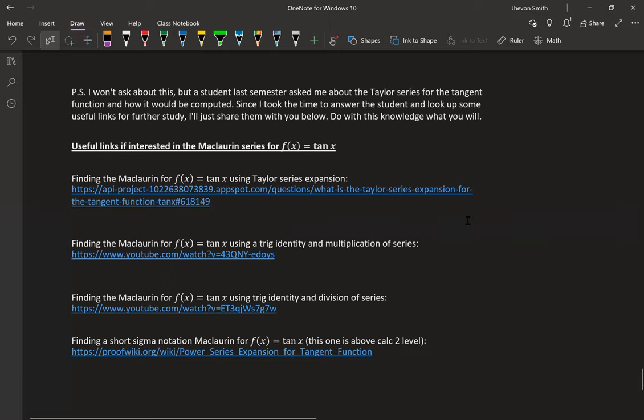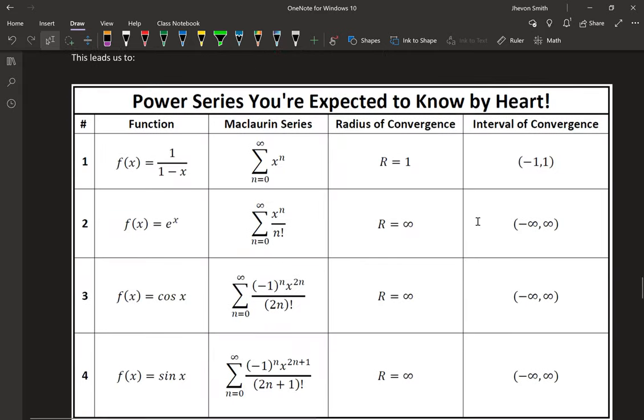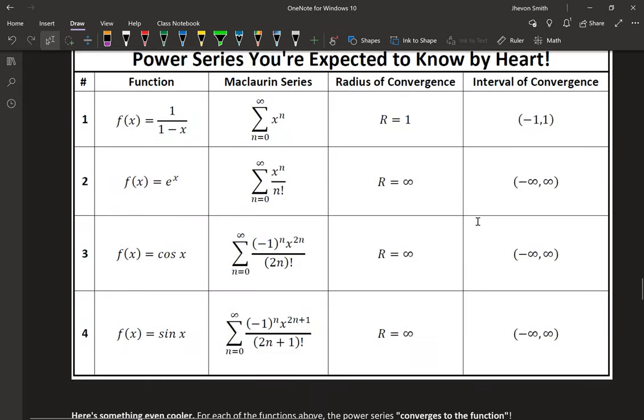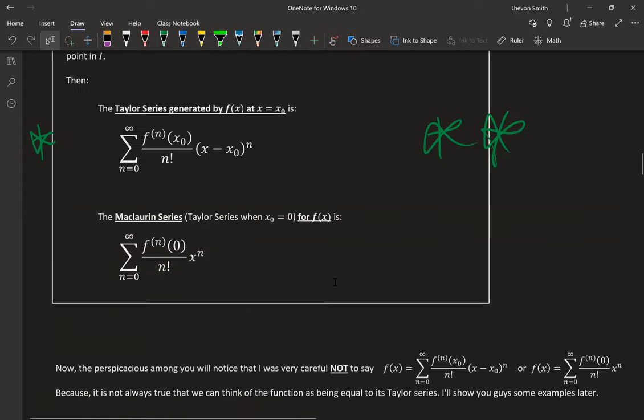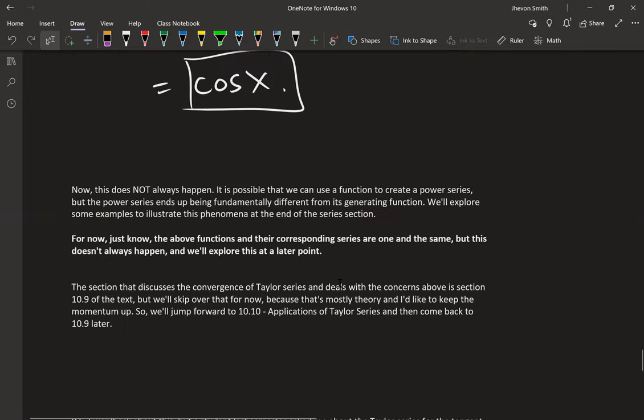So the only ones you have to memorize are these. However, using techniques that I showed you guys yesterday, and using the technique of Taylor series here, you should be able to create the power series for other functions as well. That's something that we'll get into more later. But that's it. That's the intro to Taylor series.